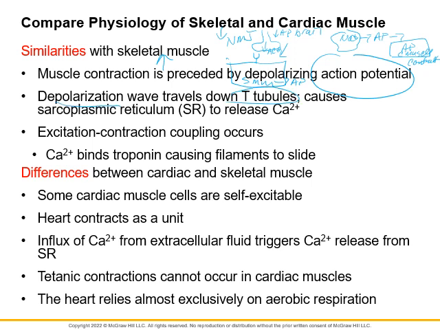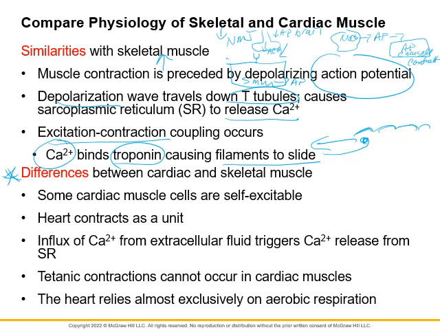Depolarization travels down the T-tubule, causes calcium to be released. We have that excitation contraction coupling. We're going to see calcium bind the troponin and cause the filaments to slide. That's when the myosin head reaches up to the actin filament, and we're going to see that power stroke pull.